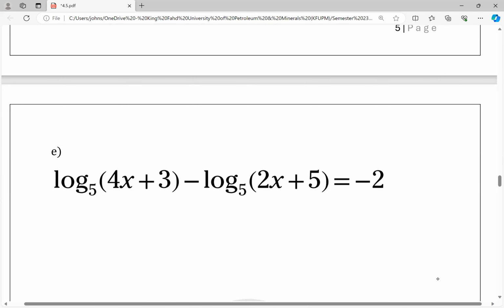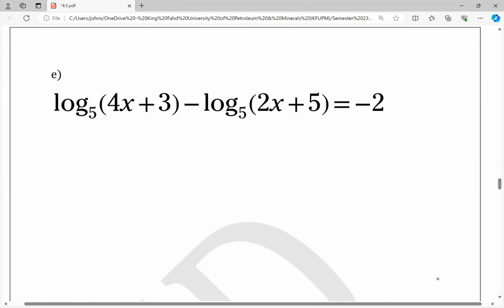All right. So let's solve one more. This one is this. So the same way, we just write this as log of 5 and this is 4x. We can put them together. We can change it to division. So this is 4x plus 3 over 2x plus what? Plus 5. And this is equals to minus 2, right? So we just change the subtraction to division.